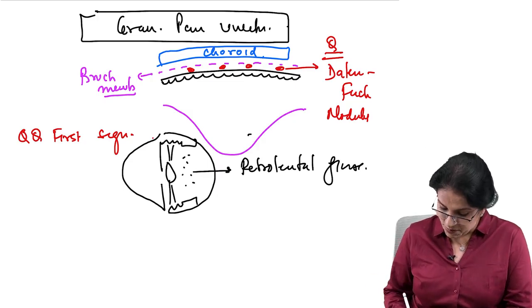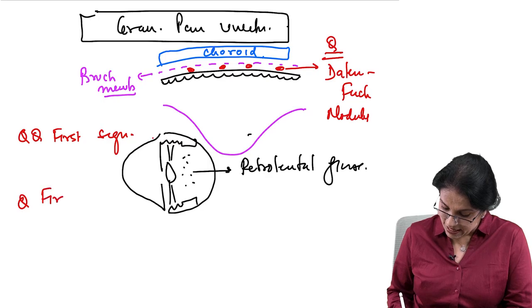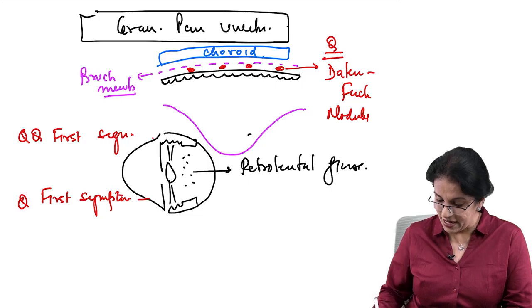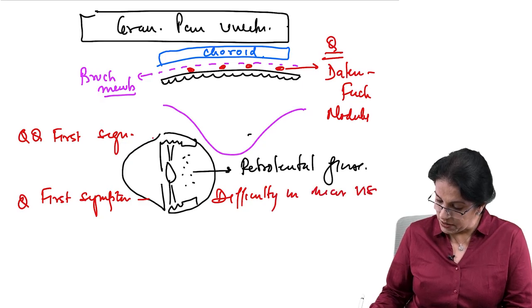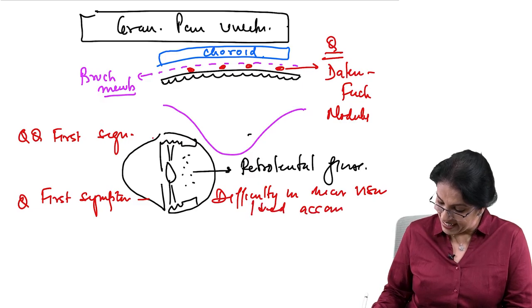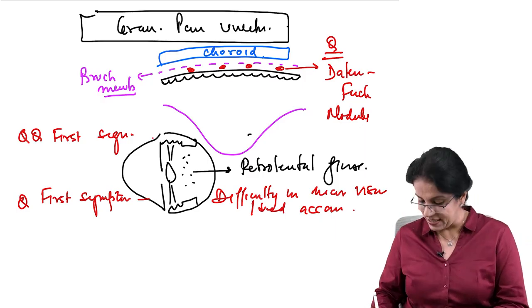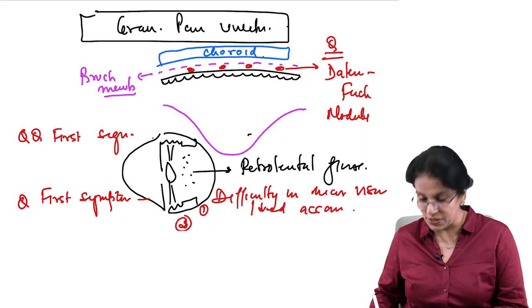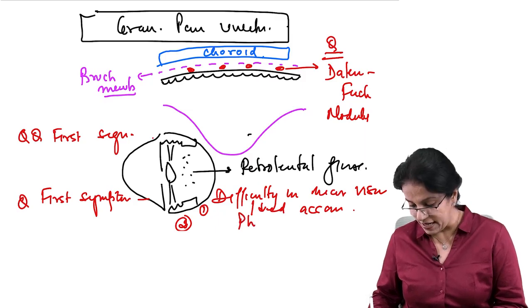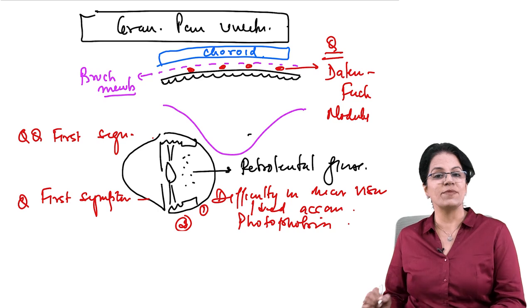So your first symptom, next question will be, first symptom is difficulty in near vision. Okay. So we will answer it as difficulty in near vision, or you can say decreased accommodation. Now, if this option is not given, then the next best option can be photophobia. Then we will answer photophobia. ठीक है? समझ आ गया?